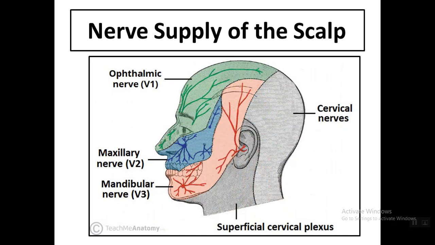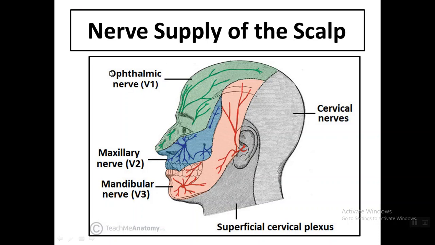Now we reach the nerve supply of the scalp. The scalp is mainly supplied by branches from the fifth cranial nerve, the trigeminal nerve. The trigeminal nerve supplies the scalp and the face. Here we can see the green, blue and pink colors. These are the branches of the fifth cranial nerve, the trigeminal nerve, which we denote with the Roman numeral V.